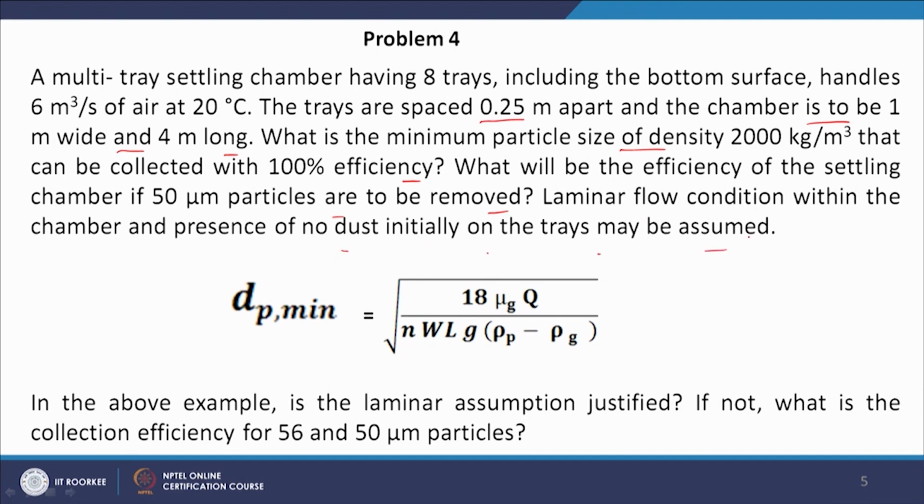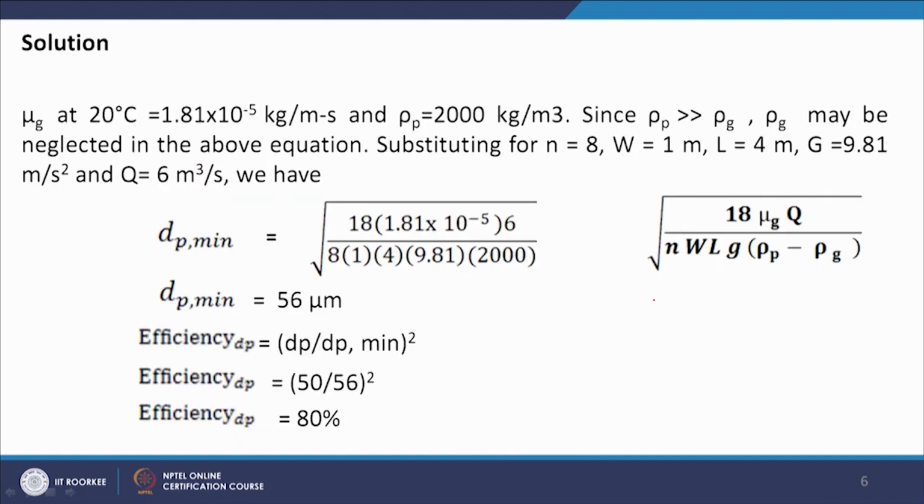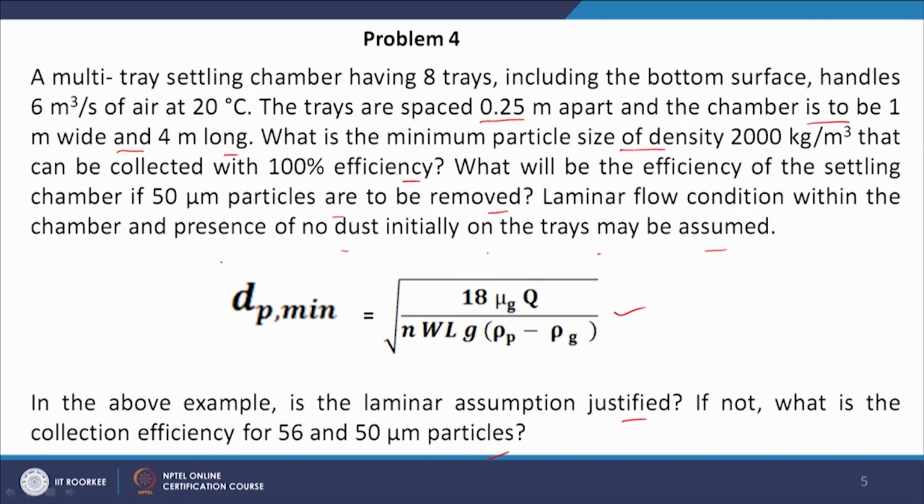So, this is given, and dp minimum we can calculate by using 18 mu g Q by n W L g (rho p minus rho g). In the above example, is the laminar assumption justified? We have to check it, and if not, what is the collection efficiency for 56 and 50 micrometer particles. This expression for dp minimum is for the laminar flow regime, and to get the solution we need the values of all these parameters, which are given in the statement.